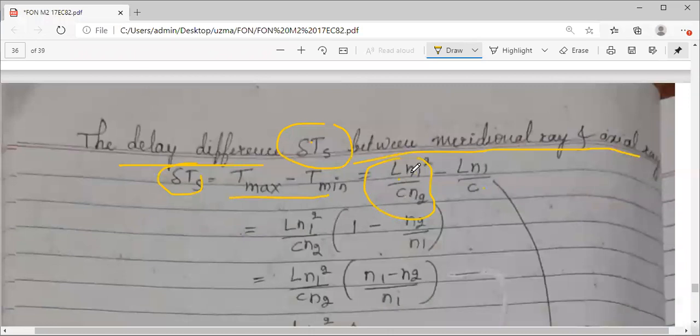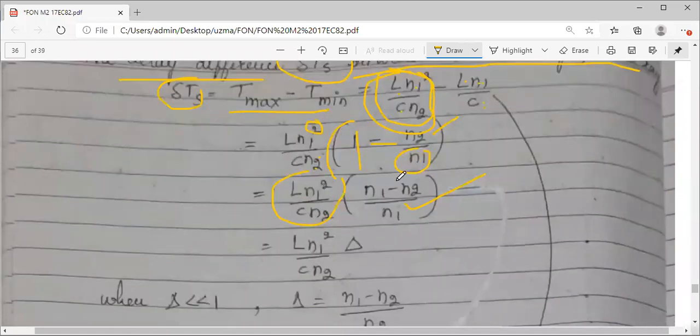Now, simple mathematics, take some terms common. L n1 by C n2, the first complete term I can take common. You'll be left with 1 minus, since n1 square I have taken common and you have n2 also common, so here it is in the denominator. Take the multiplication, so n2 by n1. Keeping this outside as it is, take the LCM, n1 minus n2 divided by n1. And n1 minus n2 by n1 is nothing but the relative refractive index difference, delta.